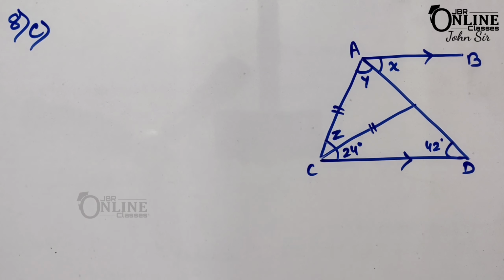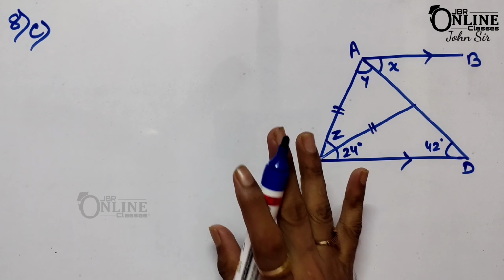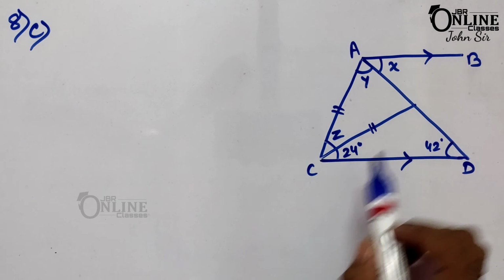Now sum number 8C. It's a very easy problem. In sum number 8C, here AB is parallel to CD.